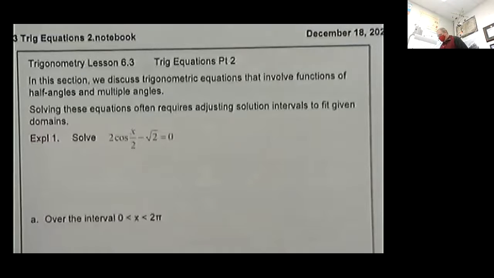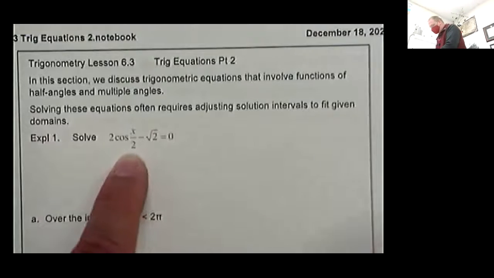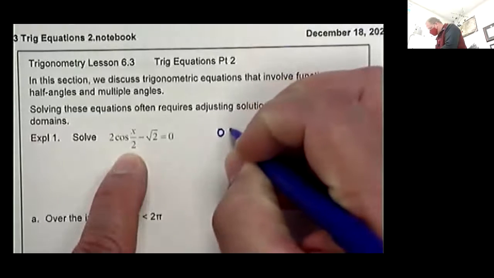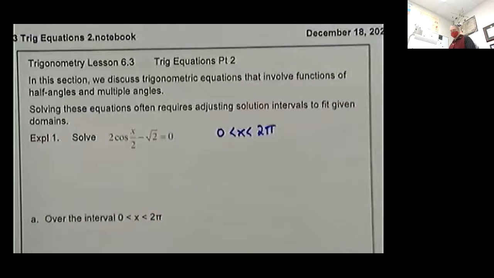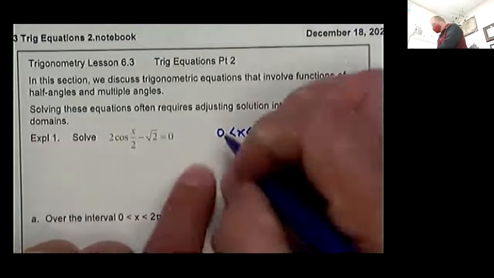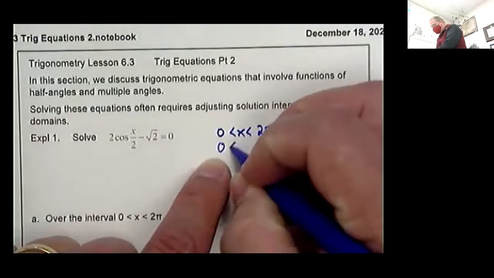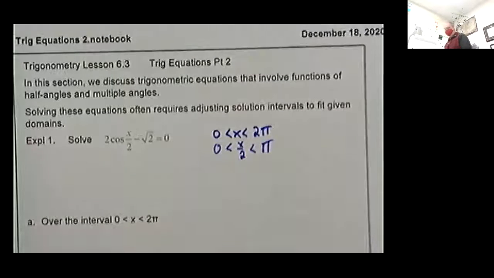For example, let's solve this equation: 2 cosine of x over 2 minus root 2 equals 0. So we can see this is a half angle trig function. And so we're going to solve this over the interval 0 to 2 pi. Another way to think about this is because we're doing a half angle, we're going to take half of our regular interval. So we're actually solving this over 0 less than x halves less than half of 2 pi, which is pi. So we're actually looking for solutions that fit between 0 and pi.